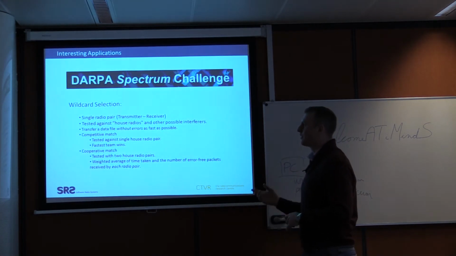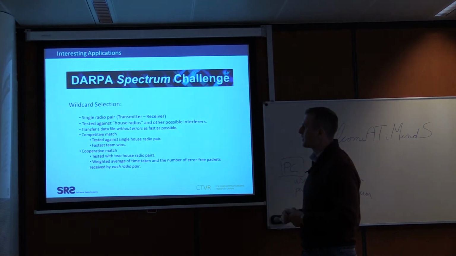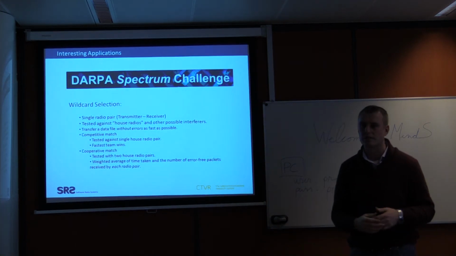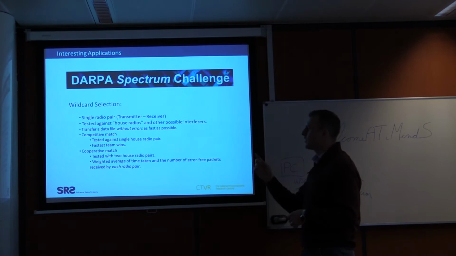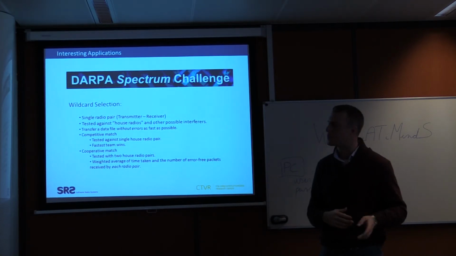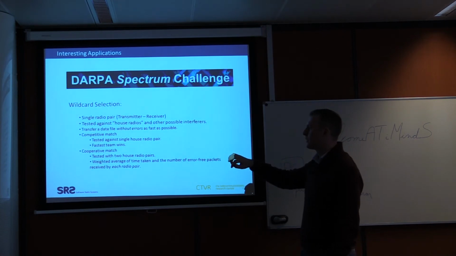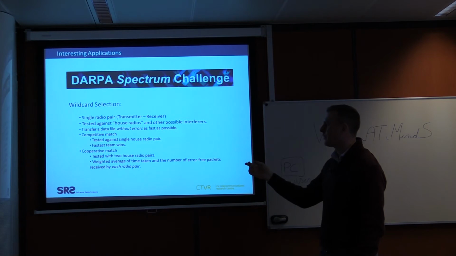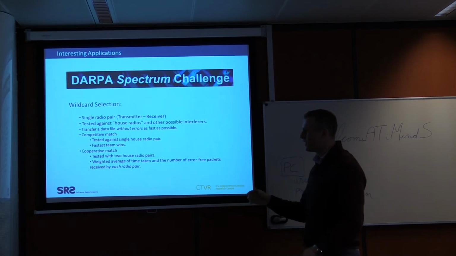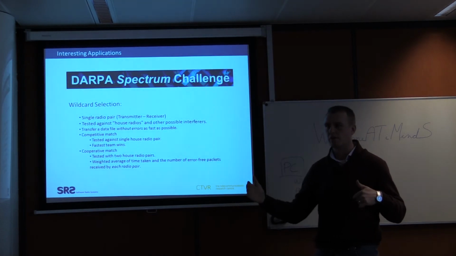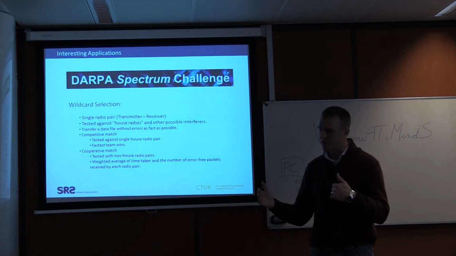Similar to the first scenario, you had a single radio pair with a transmitter and a receiver. They were tested against house radios and other possible interferers, so you didn't know what type of interference you were going to be dealing with. You had to transfer a data file without errors as fast as possible, and there were two types of competitions. There was the competitive match, where you're tested against a single house radio pair and the fastest team wins, and there was a cooperative match, where there were two house radio pairs, and the sum of the total throughput from all of the pairs provided the score.